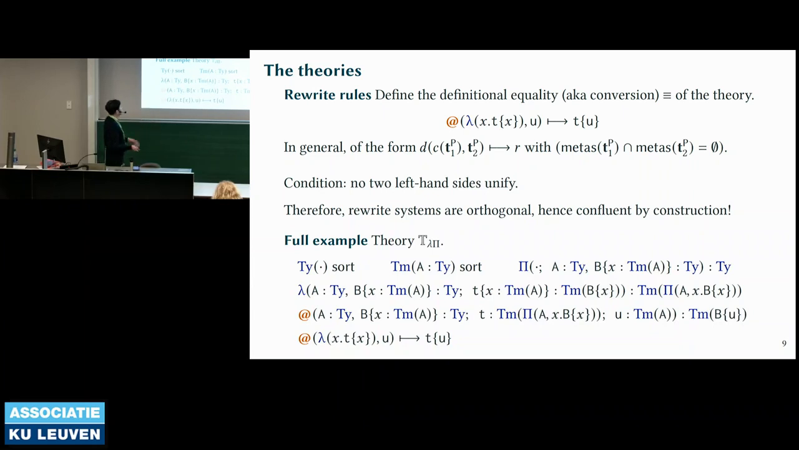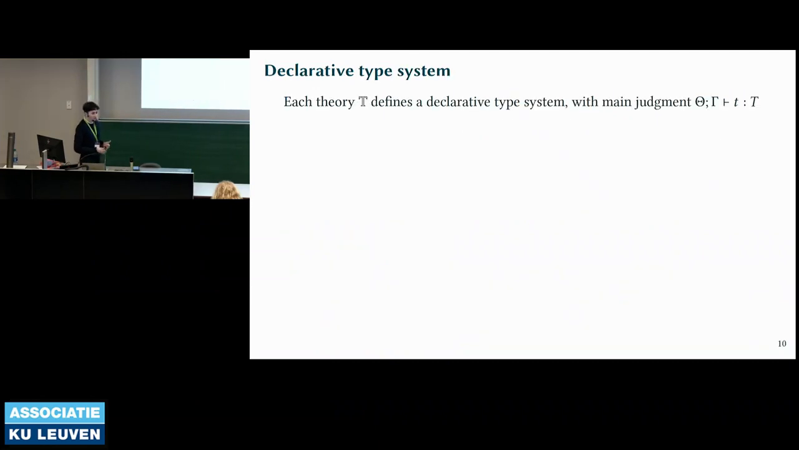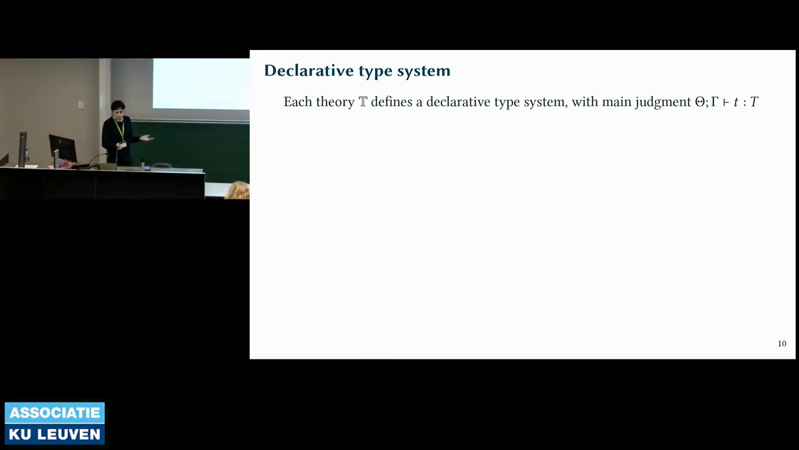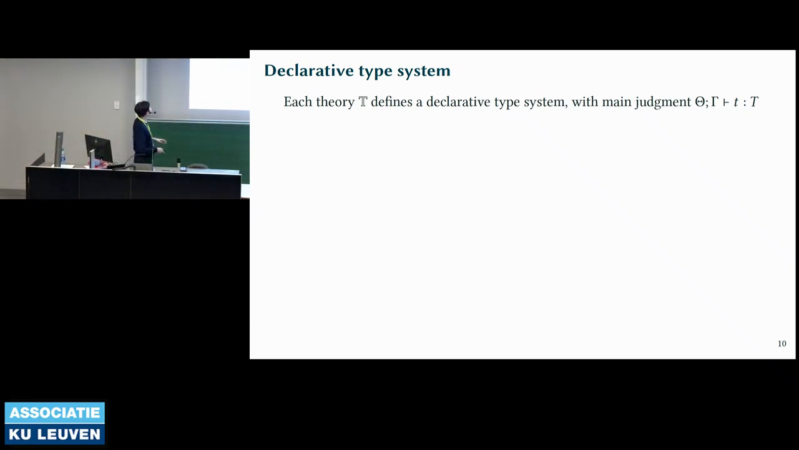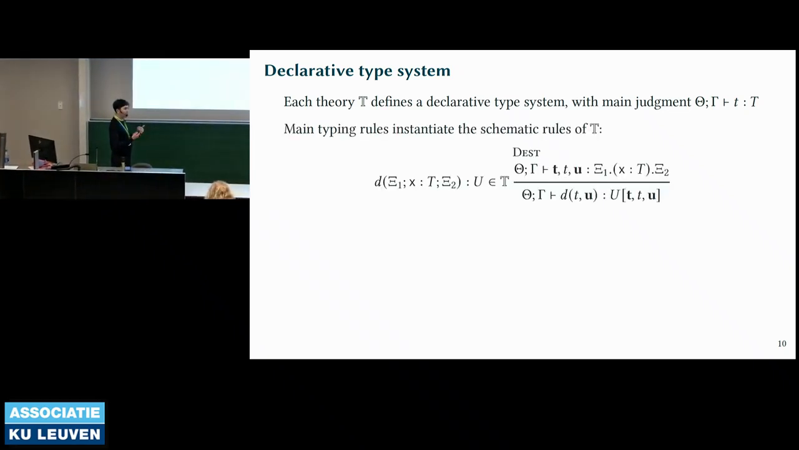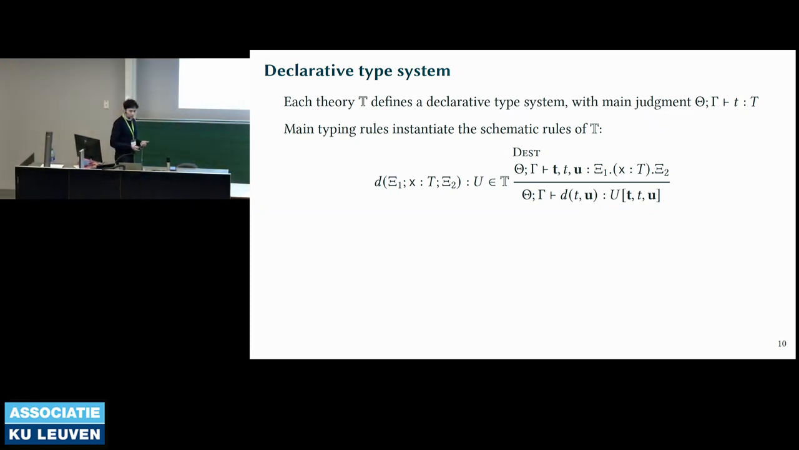So now that we have the theories, we can look at the type systems of the theories. Like I said, the theories contain schematic typing rules, but we can instantiate them. And this yields the main type system, which we would just call the type system if there weren't two, because there are the bidirectional ones. So here, I'm going to call it declarative, just so we know which one we're talking about. So each theory defines, like I was saying, a declarative type system. And the main rules here, I'm not going to show all of the rules, but they instantiate the schematic rules of your theory.